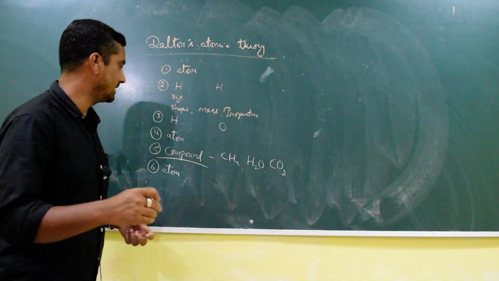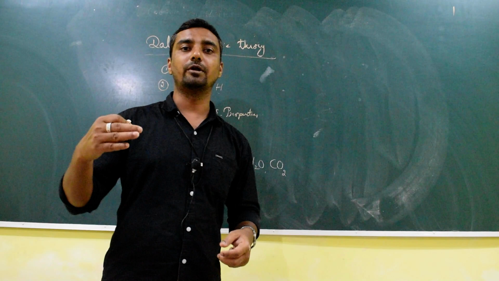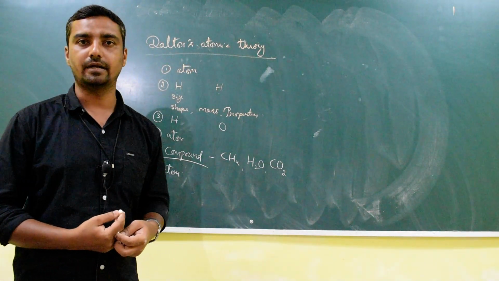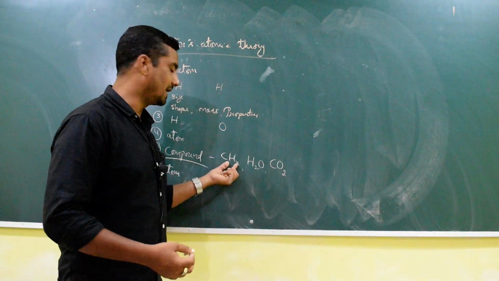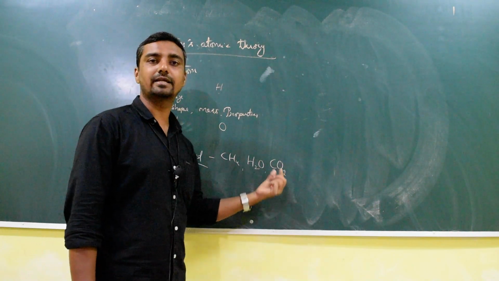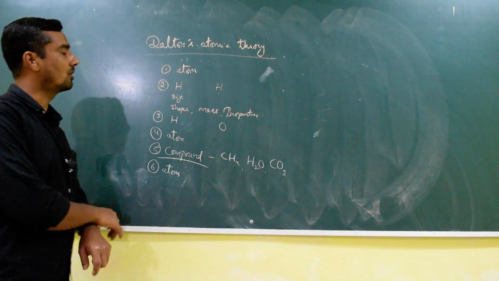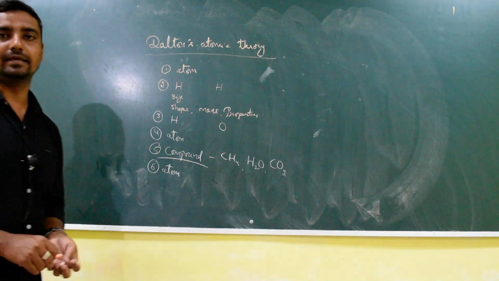So it doesn't explain how the compound gets formed. It does not explain how the compound formation happens, right? So how carbon and hydrogen get combined, how hydrogen and oxygen get combined, how carbon and oxygen get combined to form compounds. That is nothing but the drawbacks of Dalton's atomic theory, right?